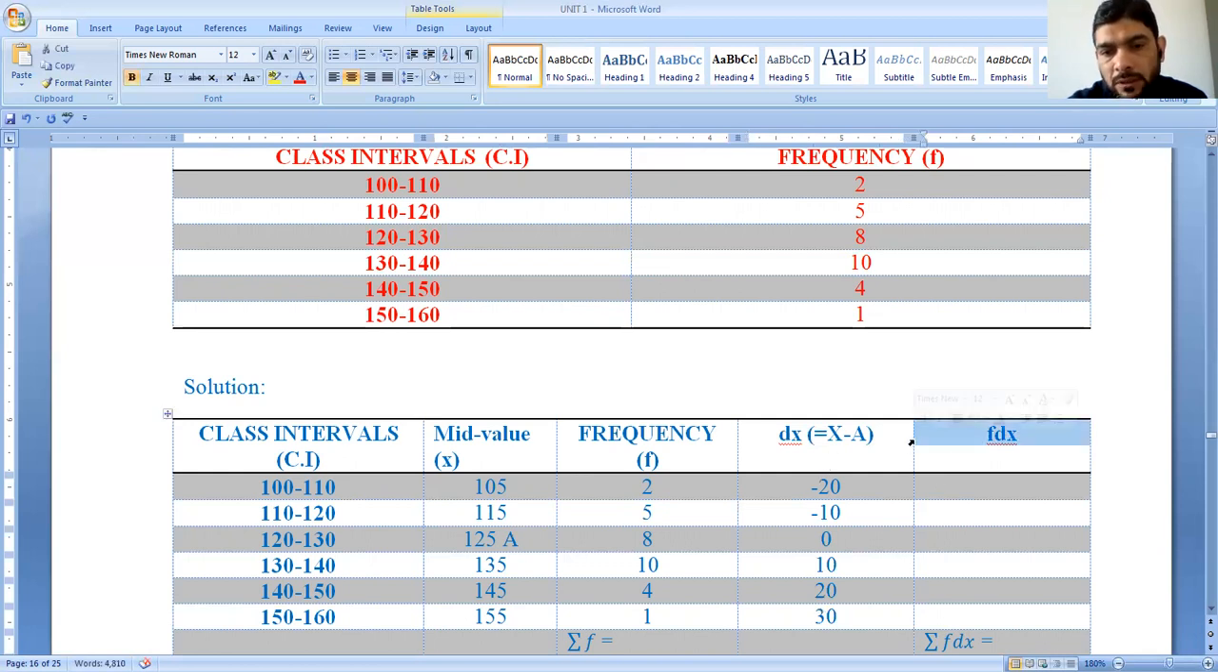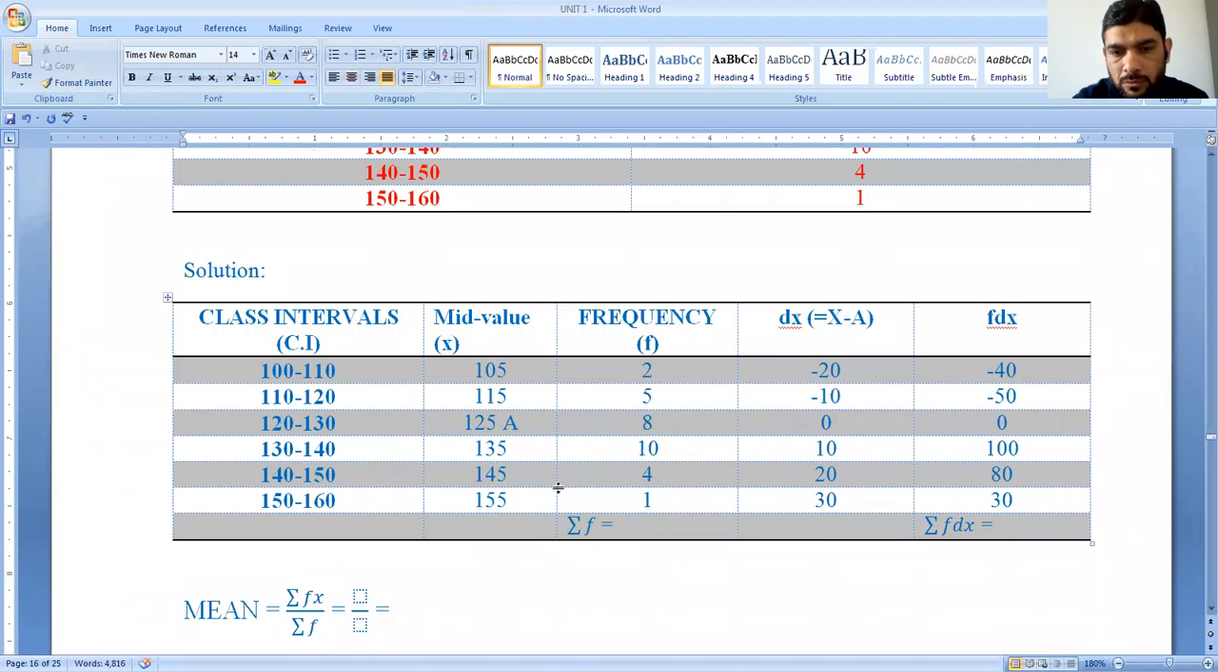Now we have to find out f dx, that is multiplication or product of frequency and dx. We are having frequency from the question itself like this, and dx we are having over here. What we have to calculate now is the product of frequency and dx, that is 2 multiplied by minus 20, it will be minus 40. Next is 5 into minus 10, that is minus 50. Next is 0. Next is 10 into 10, that is 100. Next is 20 into 4, that is 80. Next is 30 into 1, that is 30.